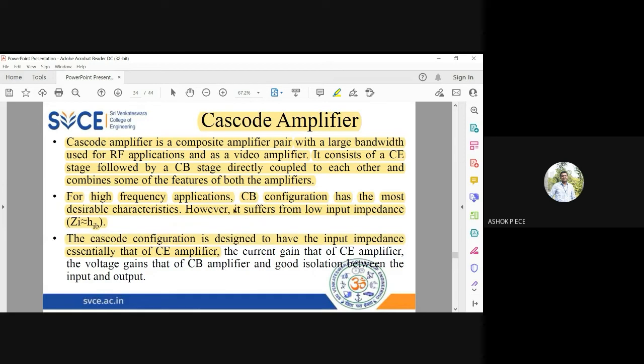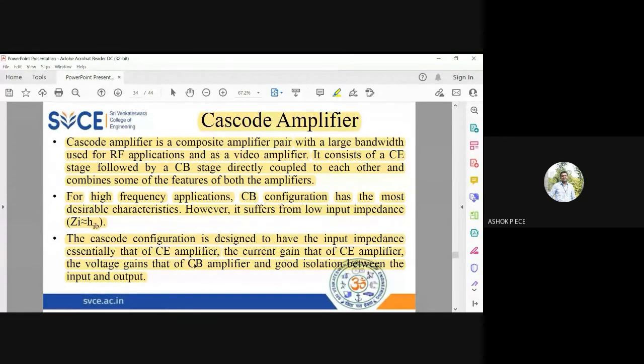So the cascode configuration is designed to have the input impedance of the CE amplifier. Among CE and CB, what is the order I have to connect? Either I can connect CE followed by CB or CB followed by CE. But what I choose is CE followed by CB, because the common base amplifier has a very, very low input impedance, so I cannot connect CB in the first stage. The only option is to use CE followed by CB. And the CE amplifier has a very decent input impedance, so it can be connected at the first stage of the amplifier.